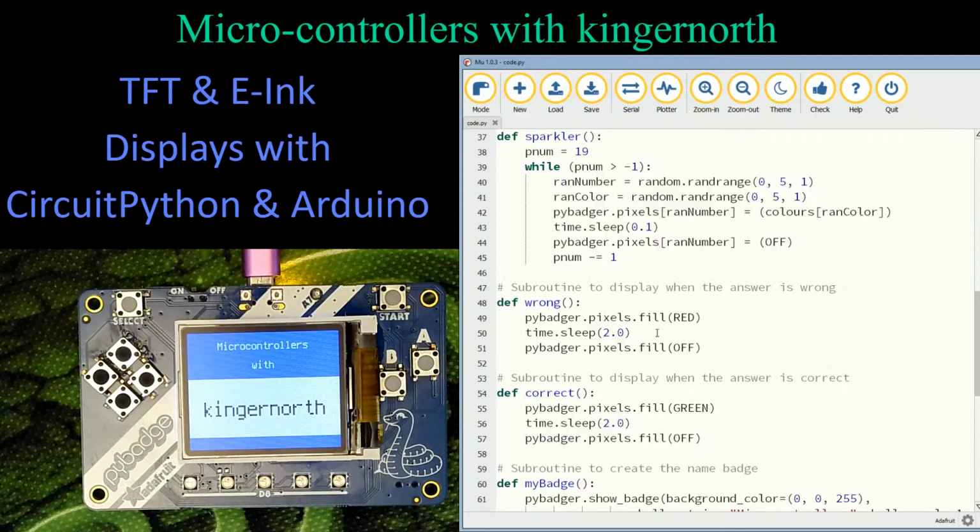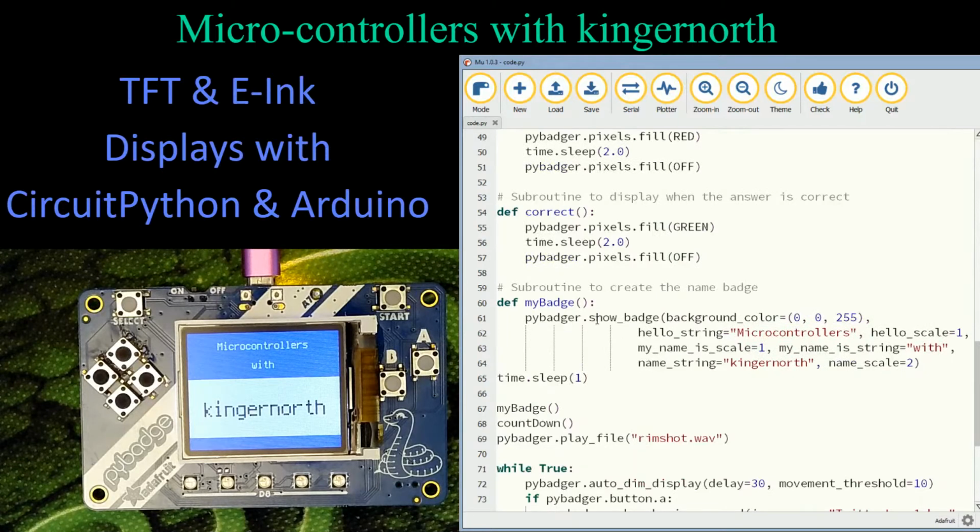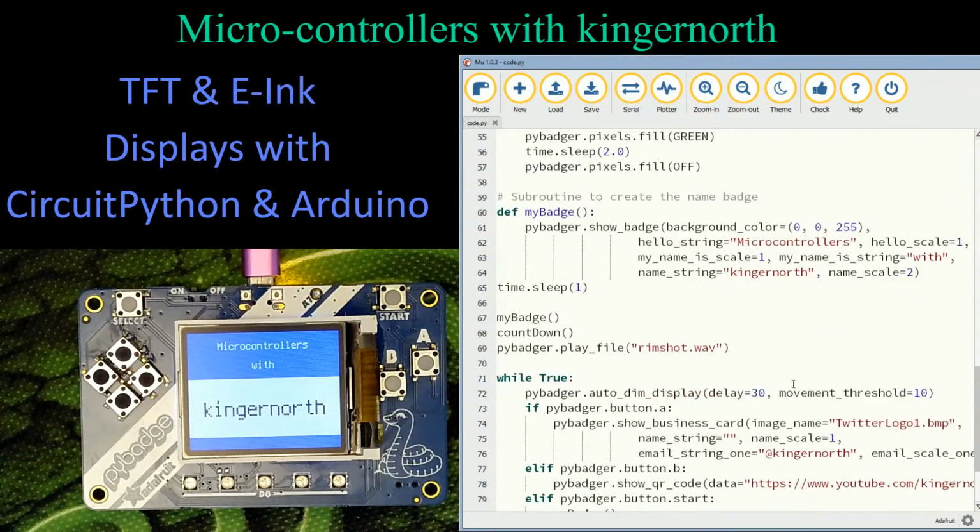I have my wrong, which fills them in red. I have my correct, which fills them in green. And I have my name badge with the information that says microcontrollers with kingernorth. So I've actually created all that. I've created the scale size of text. And if you notice, kingernorth is bigger than the other 2 lines of text. But I've done that. And then I just call the routines to run through during the startup.